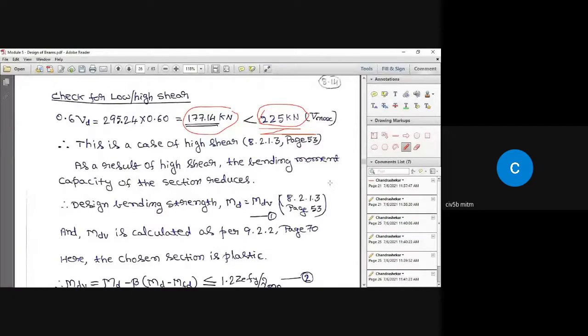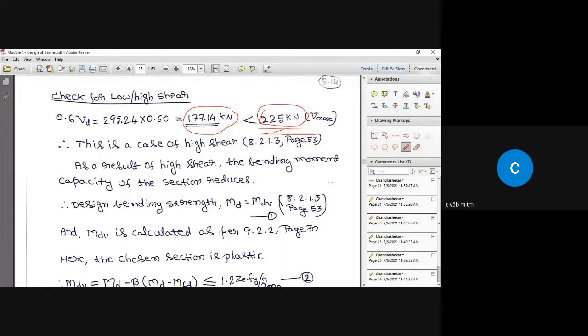So go to 6.9, by the way. Under section 9, in the second column, almost at the end, it says combined shear and bending. So shear we are considering because it is a case of high shear. Under 9.2.1, within the brackets it says factored value of applied shear force is less than or equal to 60% of the shear strength. Then it is a case of low shear.